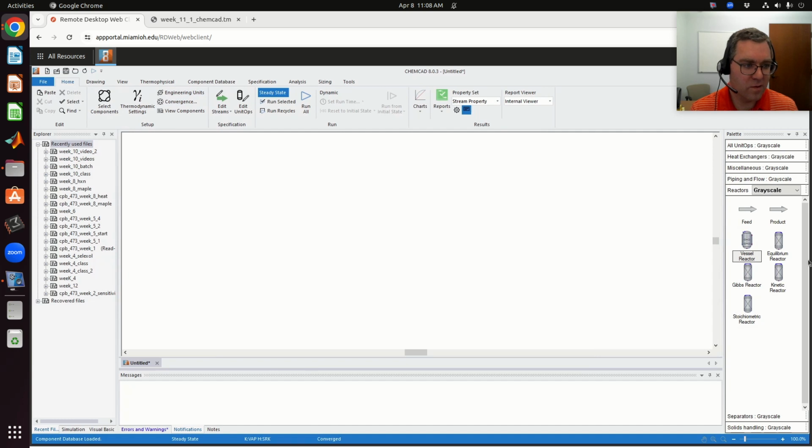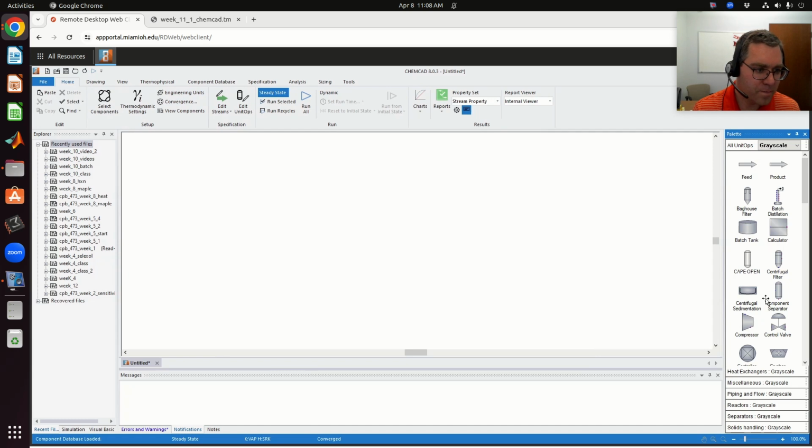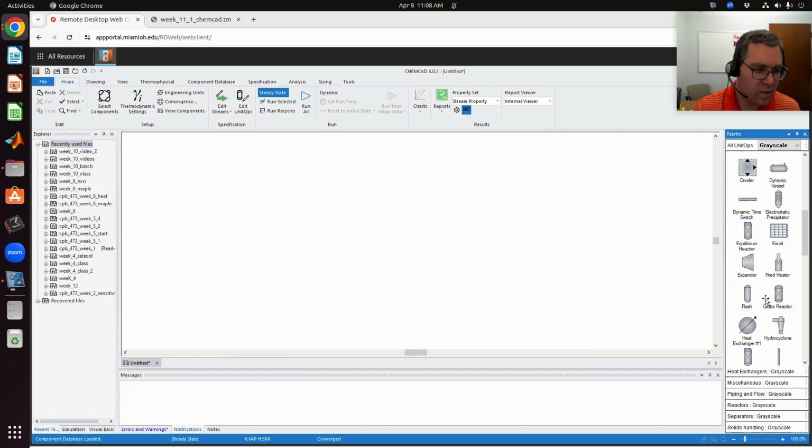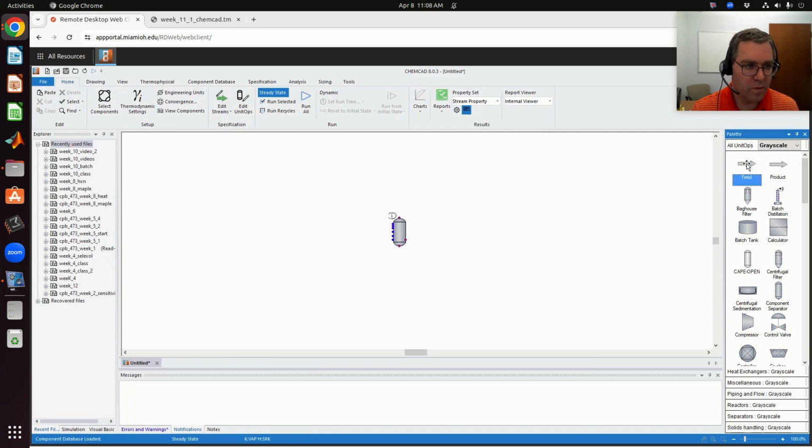Over here on the left, it's still stuck because I was doing reactors last. So let me go up to all unit ops. Let's see, I have a flash drum, bam. For my flash drum, I'll create two feed streams: some feed of water and some feed of air. I'll have two product streams, a vapor stream and a liquid stream. Let me connect both of these.